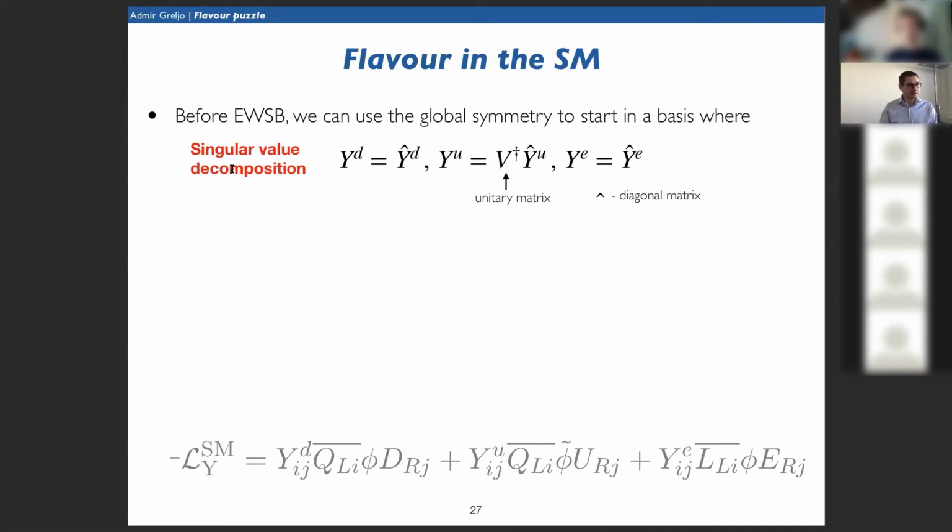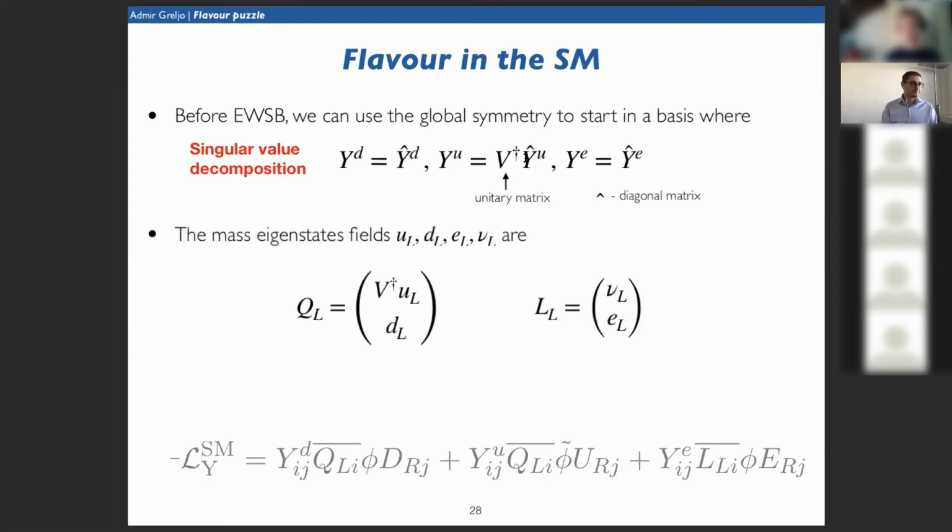This comes from the singular value decomposition, a theorem in algebra, and it will become more clear next hour how it works. But for the moment, just take it for granted. I can do these rotations of fields and come to a basis in which I have these properties: diagonal down quark and charged lepton Yukawas, and an up quark Yukawa that is a product of a unitary matrix times a diagonal matrix.